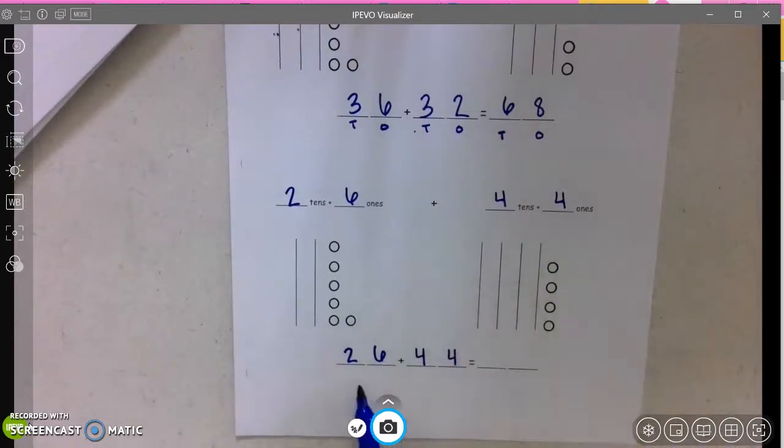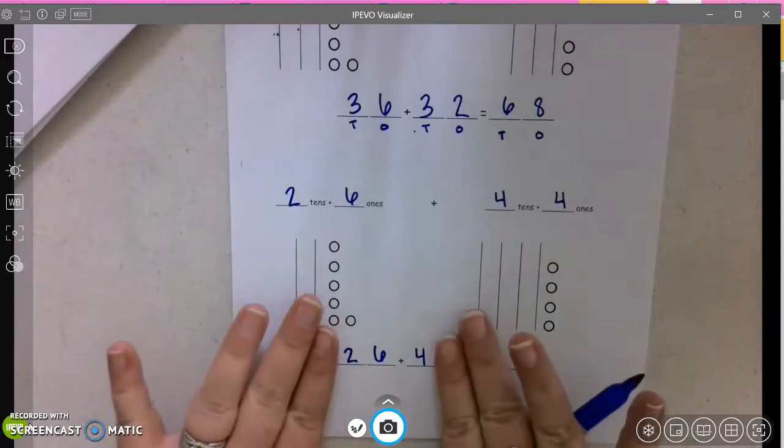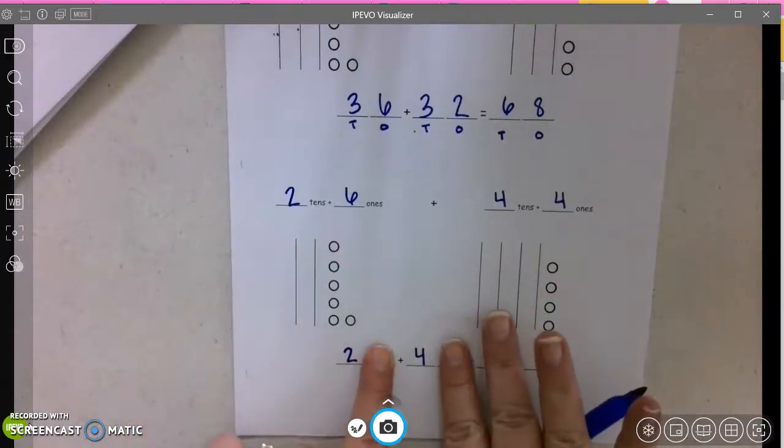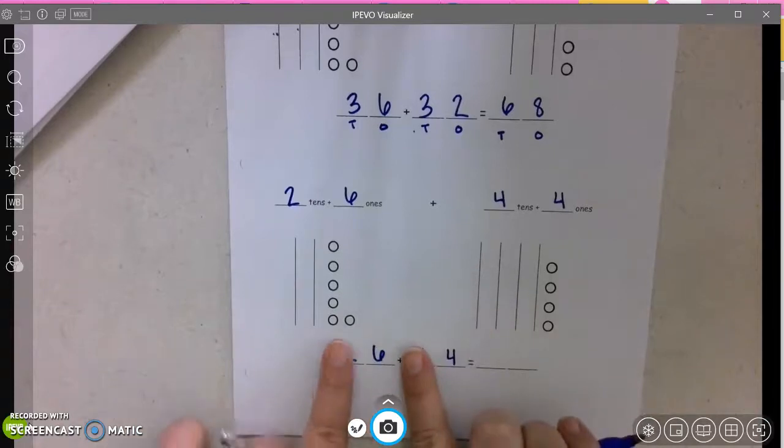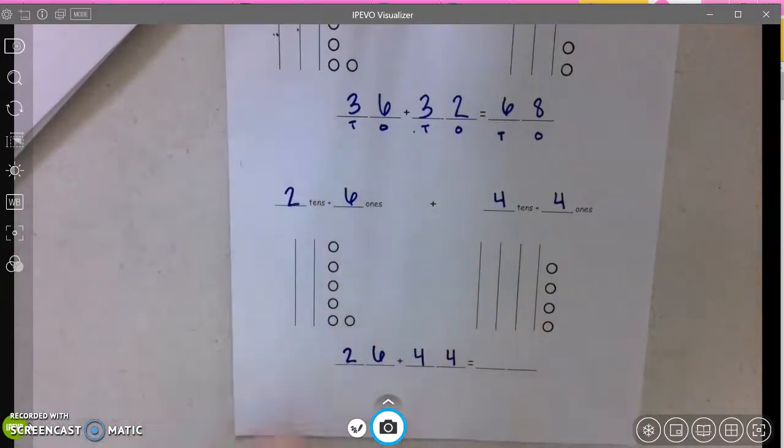So just looking at 26 plus 44, that might seem a little scary and like, I have no idea. And one of the things that we're going to learn that we do is that we break it up. So we're only looking at the tens, and then we're only looking at the ones. So really what we did up here, just in a little bit different way.